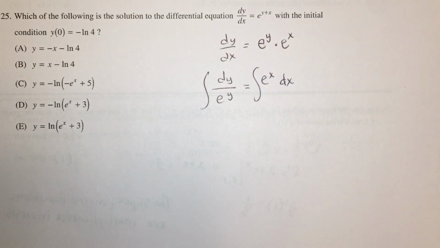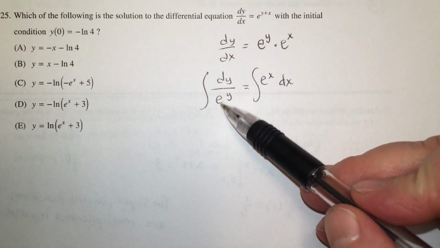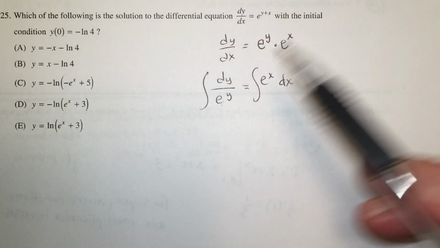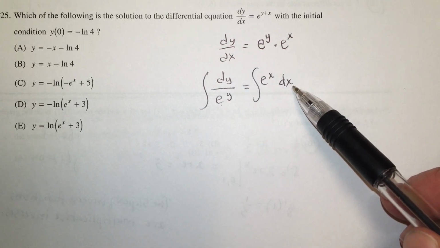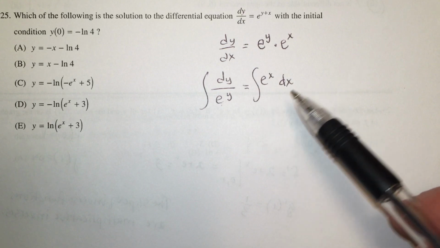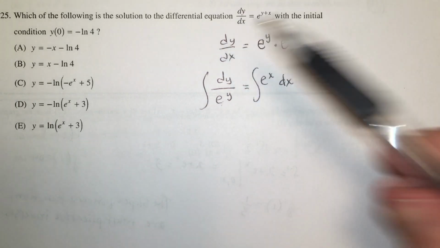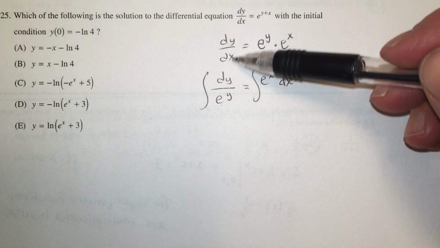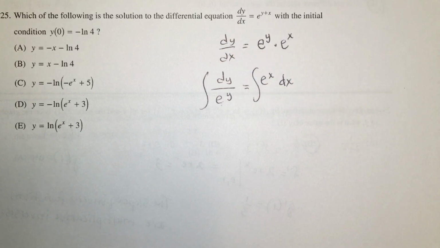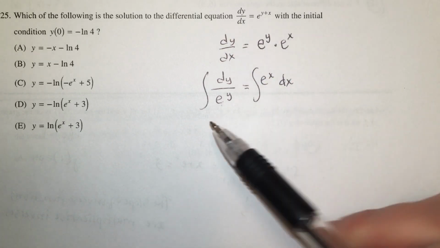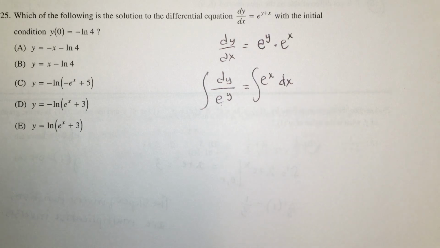Be careful about where you put it when you divide. Make sure you put that on the bottom. Don't let it end up on the top. Your dx is always going to be on the top. You would never move your dy over here and your dx or the e to the x over there. You can't have a 1 over dx right there. It doesn't make any sense. Okay, so now we just have to integrate both sides.